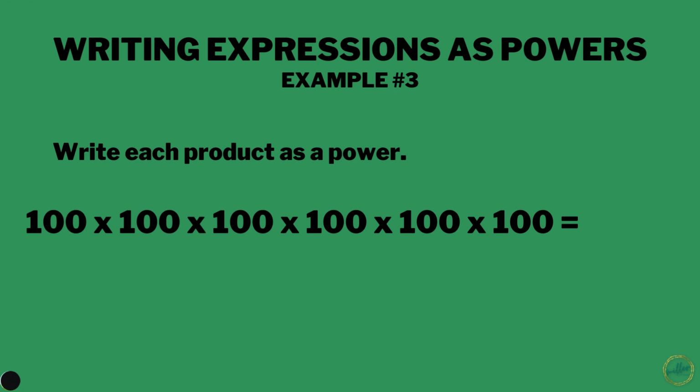Example number 3. Write each product as a power. 100 times 100 times 100 times 100 times 100 times 100. That's 100 multiplied by itself 6 times. The base of 100 is being repeated 6 times. So the base is 100. And the exponent, because it's being repeated 6 times, the exponent is 6. So for this problem, the answer is 100 to the sixth power.